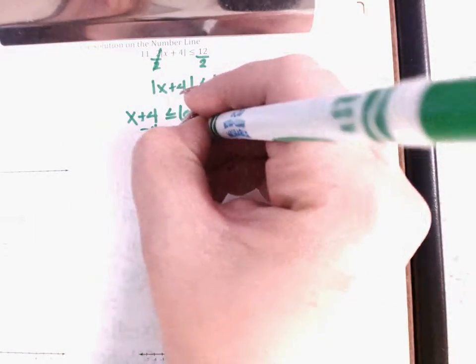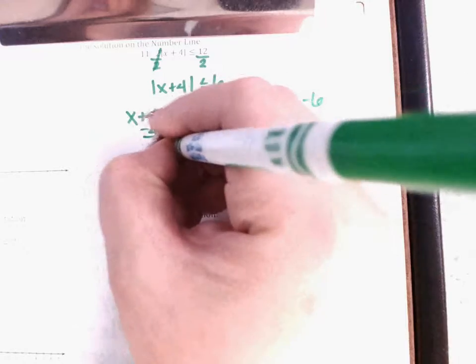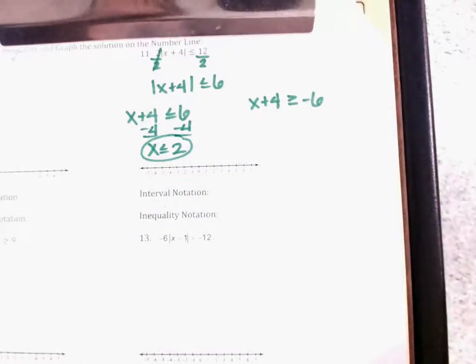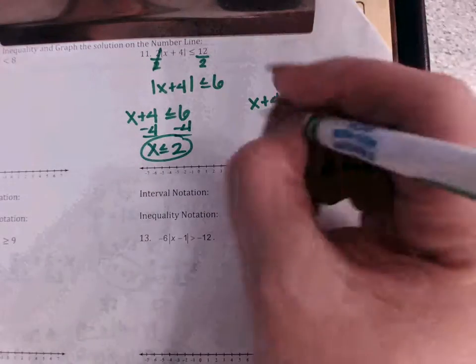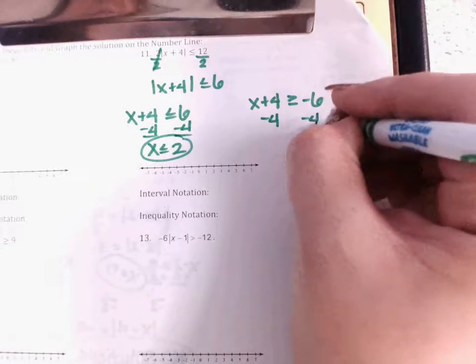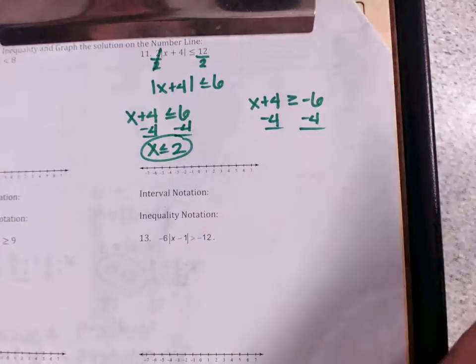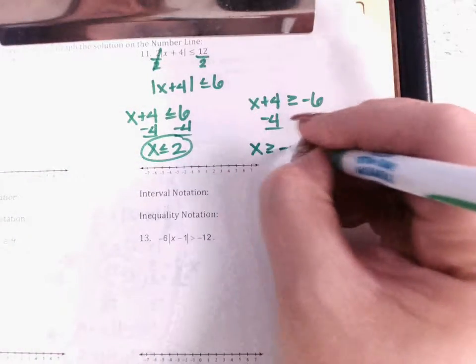So minus 4, 6 minus 4 is 2. Then I'll do minus 4, negative 6 minus 4 is negative 10.